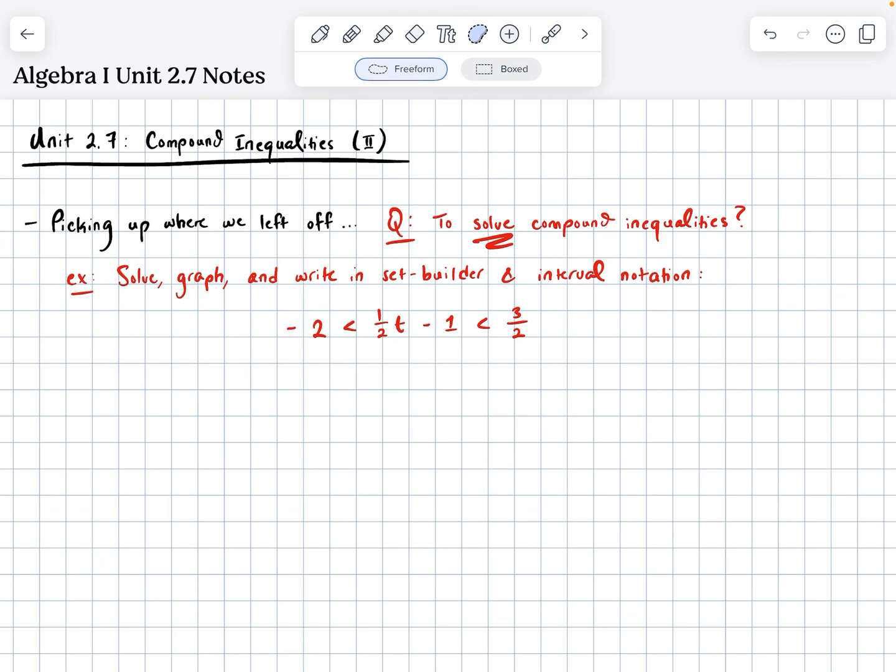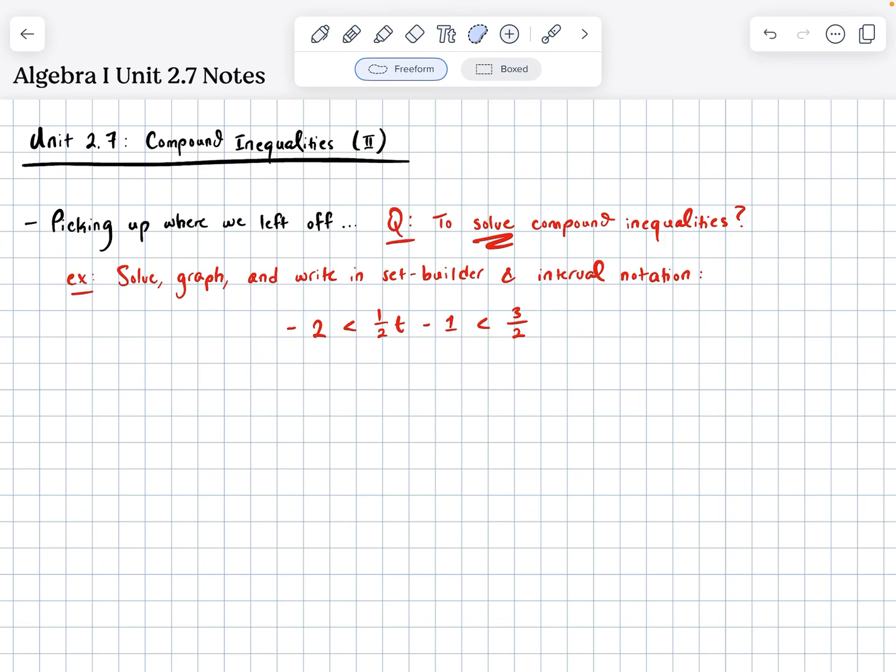Well, in this case, t is connected to some stuff, but it's sandwiched between -2 and 3/2. Anytime I'm sandwiched between 2 values, that immediately tells me that I got an and. So this is going to be the graph of an and. I want to not only graph it, but solve it, so get t by itself, and write my 2 notations.